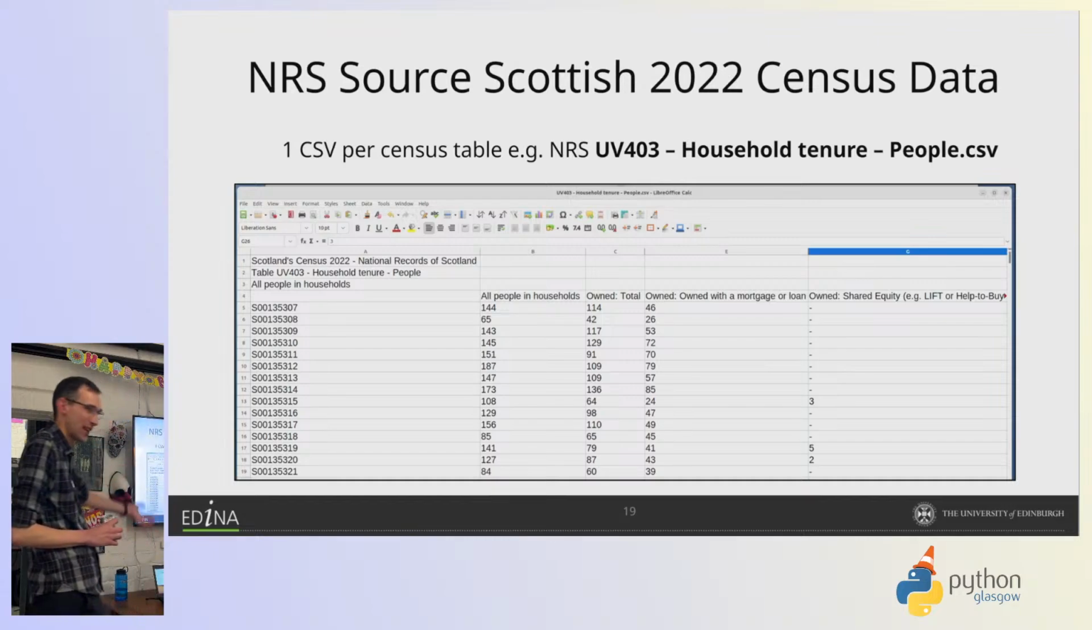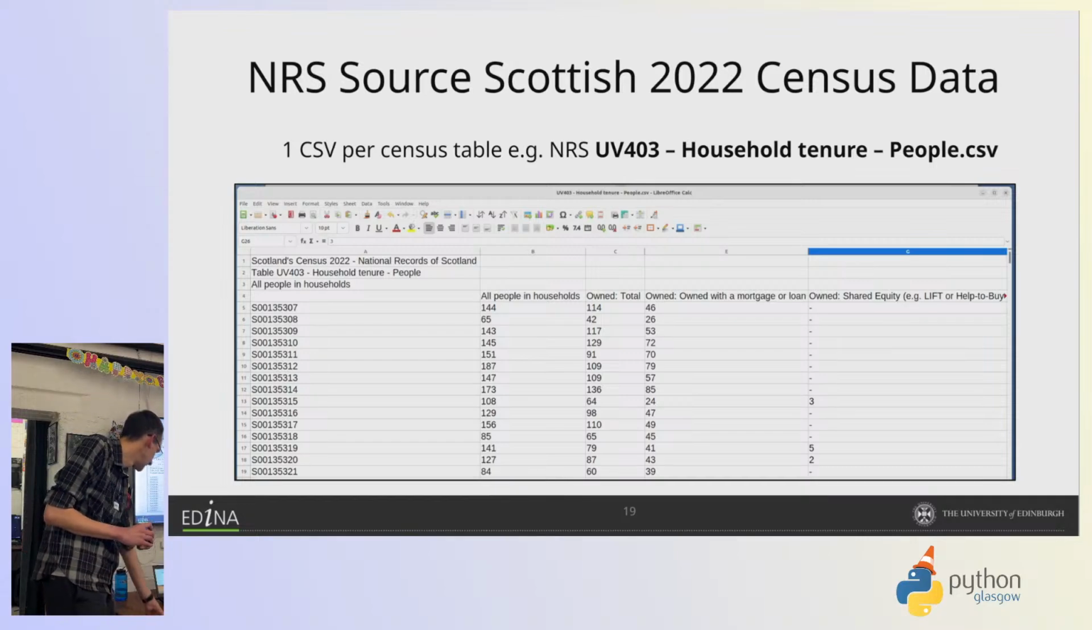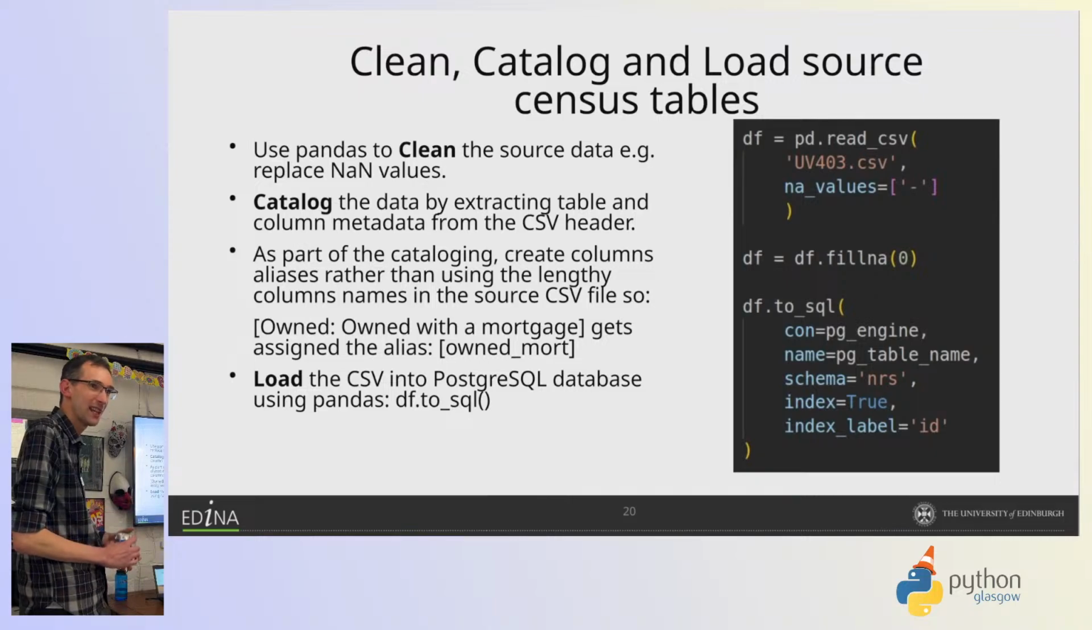So this is what some source census data looks like. It's a big spreadsheet. Down the left, you've got the unique geography IDs and a bunch of variables. We do basic Pandas stuff to the source data. We replace a lot of numbers, like from dashes to zeros.